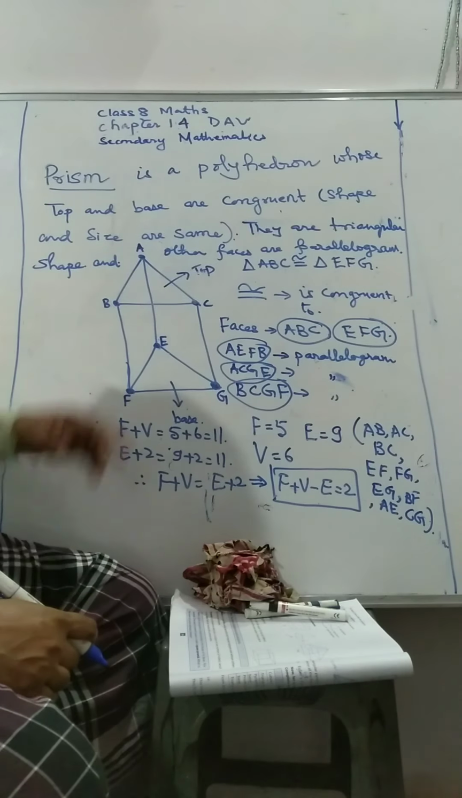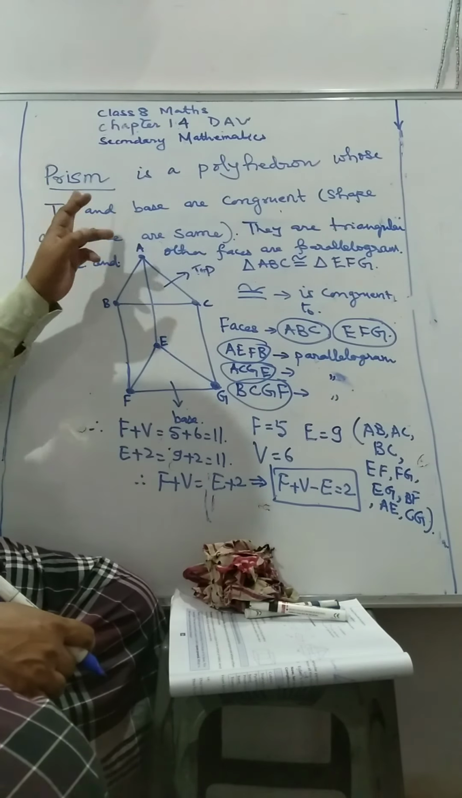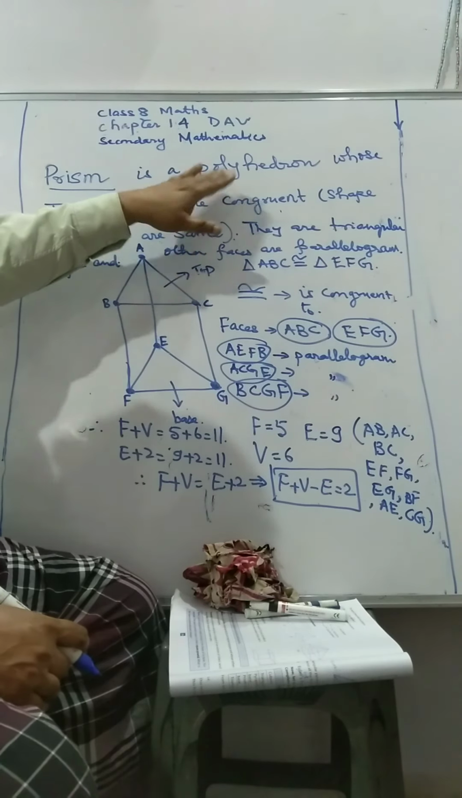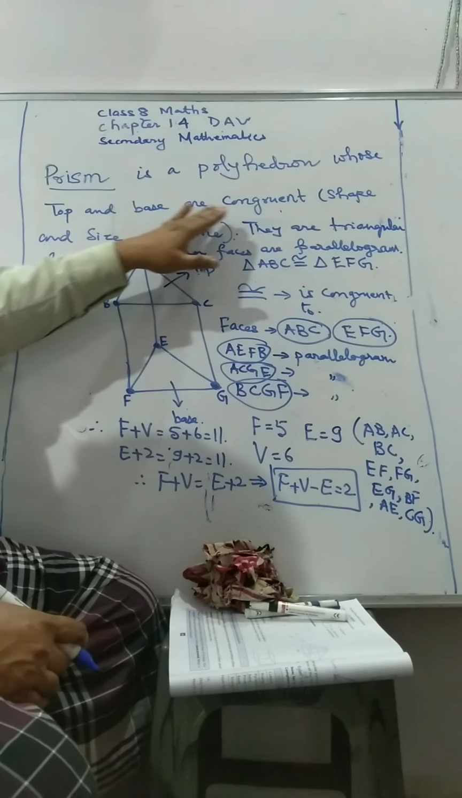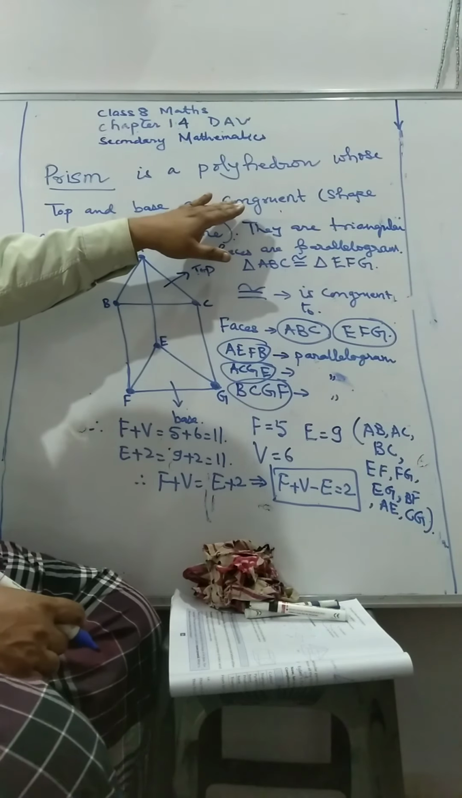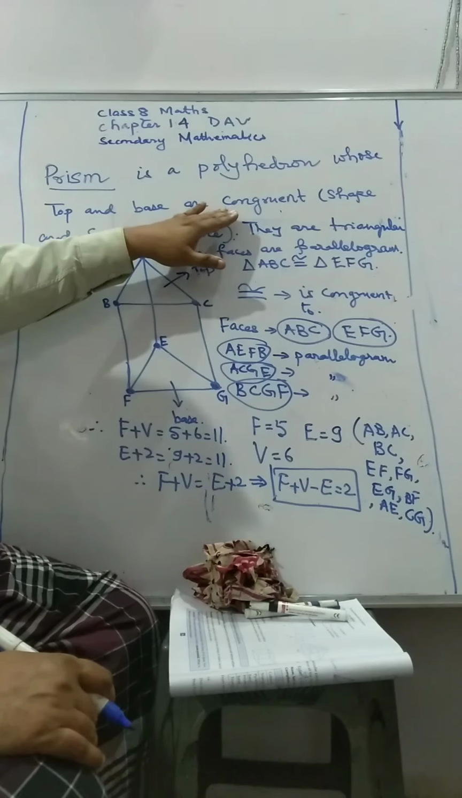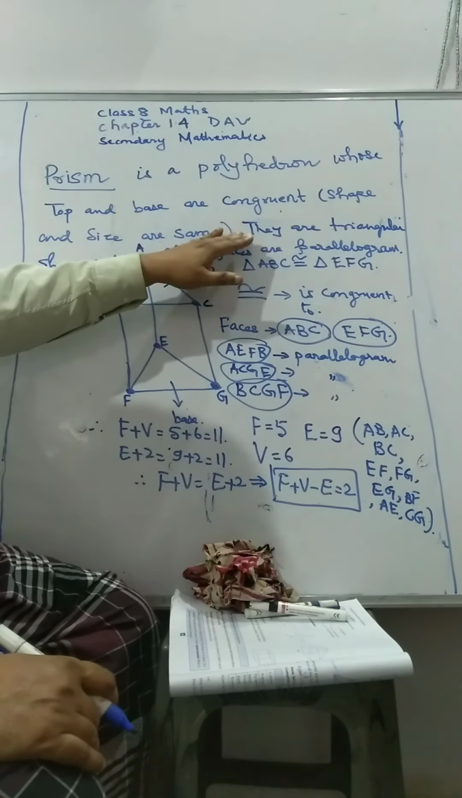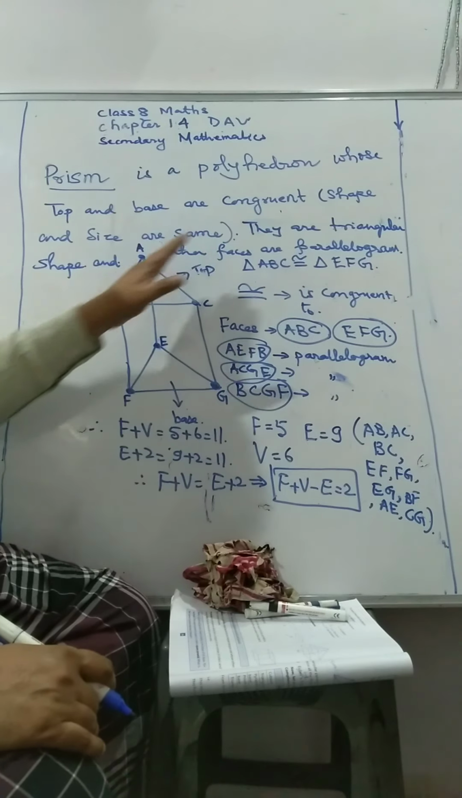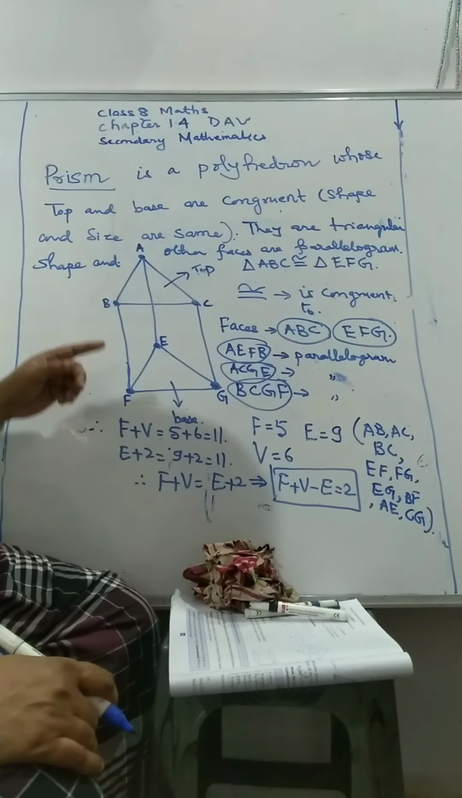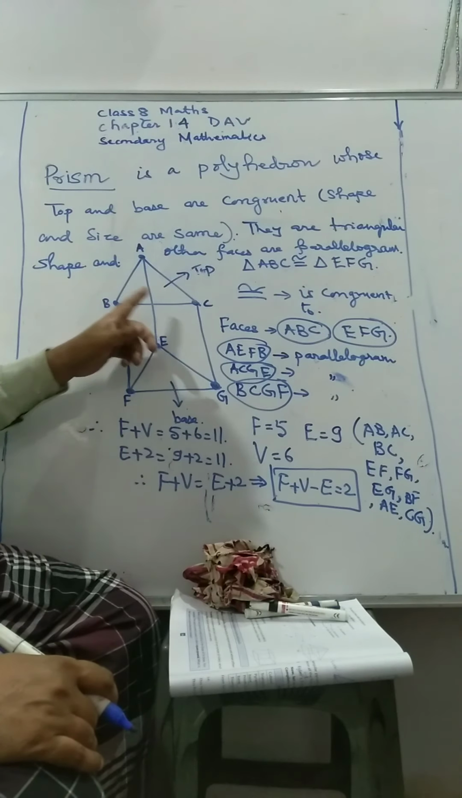Now here, what is a prism? A prism is a polyhedron whose top and base are congruent. Congruent figures are those plane figures whose shapes and sizes are the same. So in a prism, there are two triangular shaped figures and the remaining faces are parallelograms. So here I have drawn a prism.